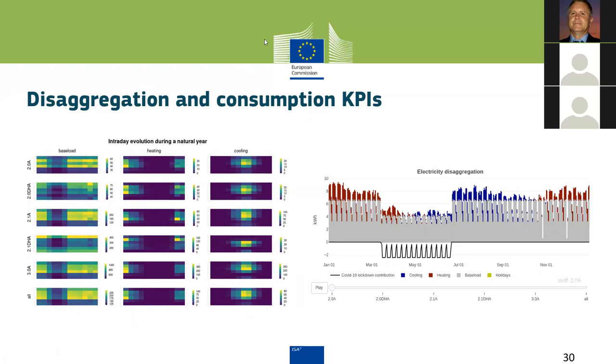We also can see, using the consumption KPIs, the intraday evolutions during a national year, between base load, heating, and cooling consumption, estimated consumption, and each one of the tariffs, even in a heat map form. In the plot on the left, and in the plot on the right, we see a natural year and the affectation. This is an interactive plot in the web version. Here it's static, but here we see the consumption in gray. We see the consumption due to base load. In red, the consumption due to heating, and in blue, the consumption due to cooling. Go on, please.